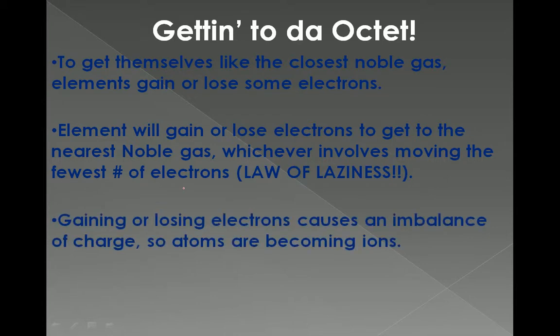So if we do that, then remember electrons have a negative charge. If you're gaining electrons, you're gaining negative charges, your atom's going to become negatively charged. If you're losing electrons, you're losing negative charges, and you still have a bunch of positives left over, so you're going to become more positive. So when atoms do this, they become ions. Remember, we talked about real quickly, an ion is just any atom that has a charge. Well, this is how they get like that. They're gaining or losing electrons so they can become like the nearest noble gas.